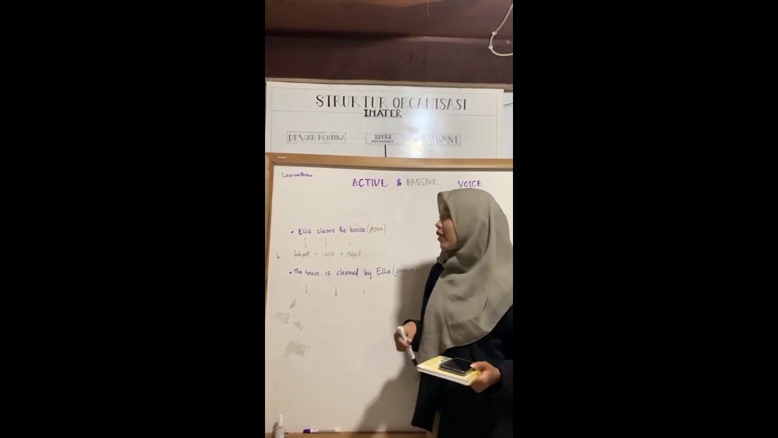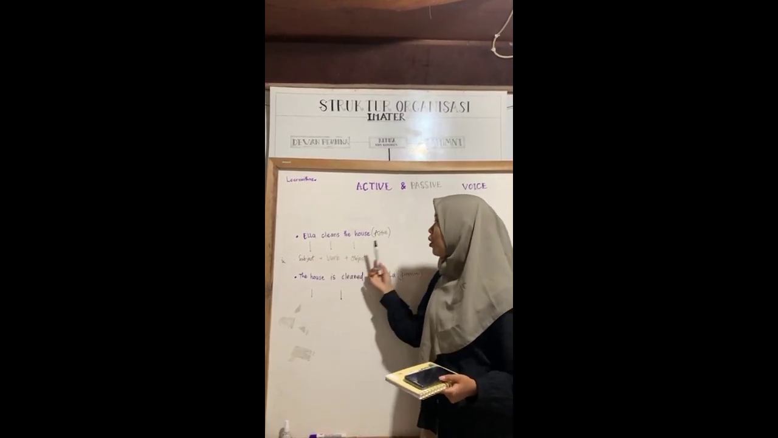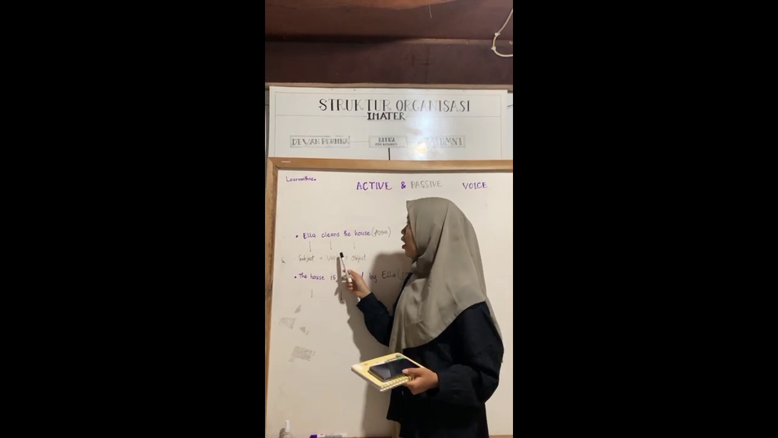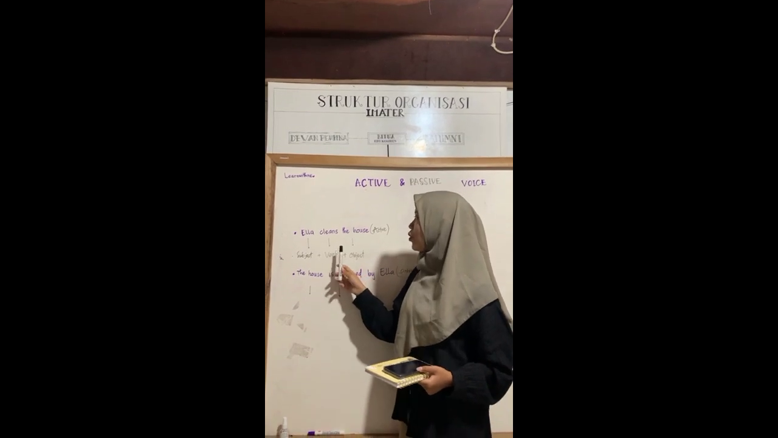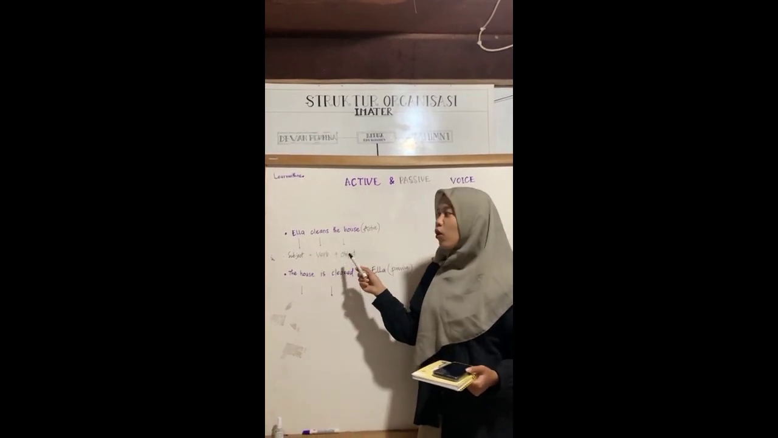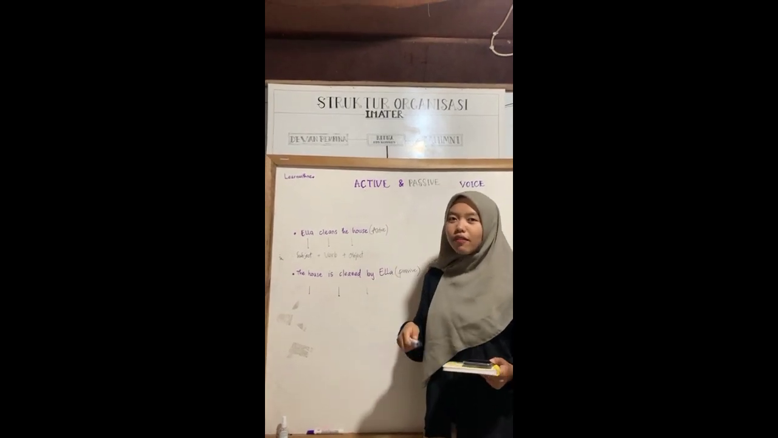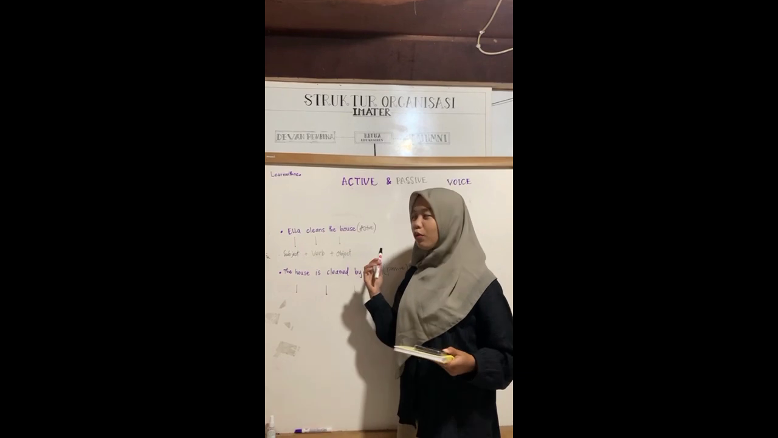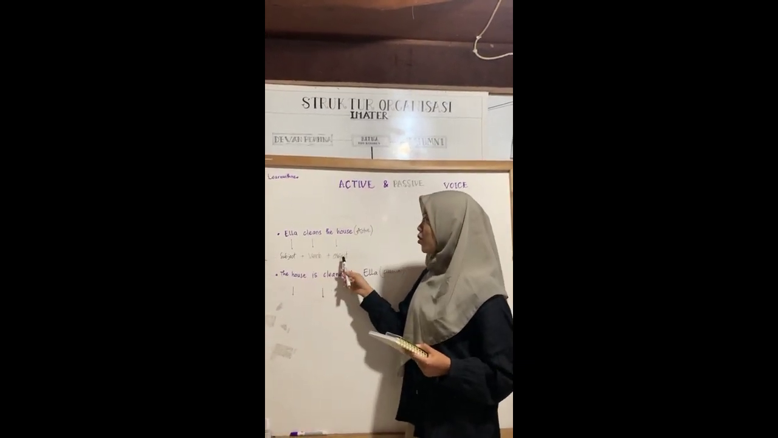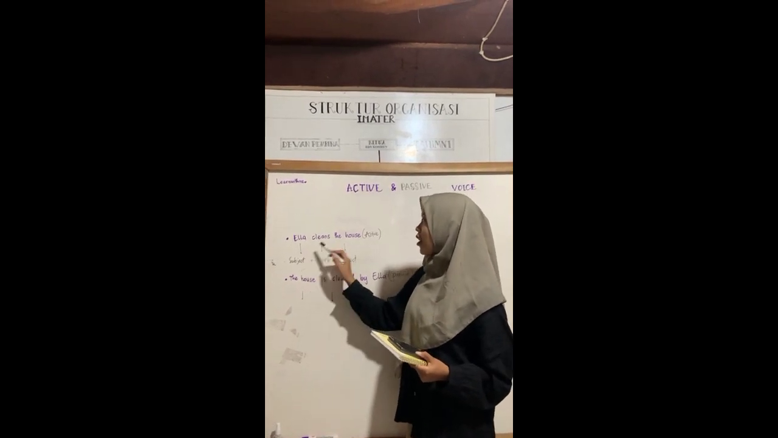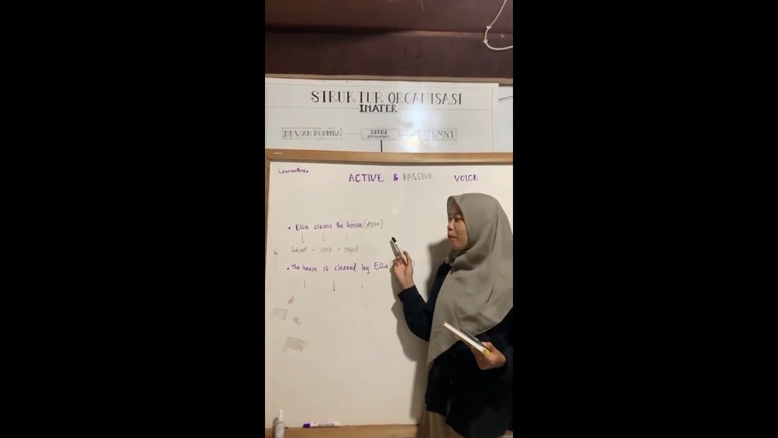Okay, let's take an example sentence. Ella cleans the house. We know that the verb is cleans, and the subject comes before the verb. In this sentence, we can know who the agent is. The agent is who is performing the verb. So we know Ella is performing the verb. So the subject of the sentence is Ella. The sentence is called active voice.